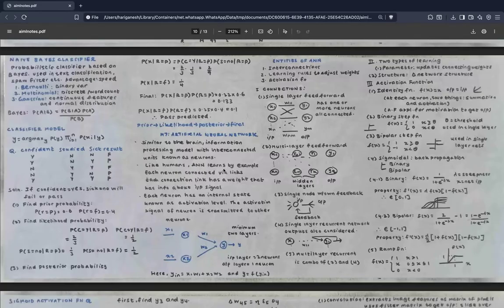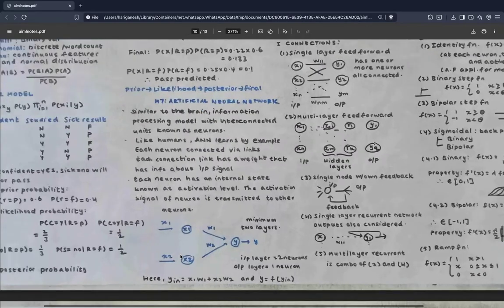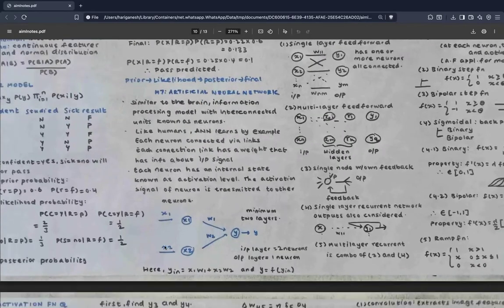Each neuron is connected by a bunch of connecting links. So they also have an activation level, which is their internal state. So this is transmitted to other neurons. This is a basic diagram here. So there is x1, x2, they are inputs. W1 and W2 are the weights of the links, and Y is the output here.